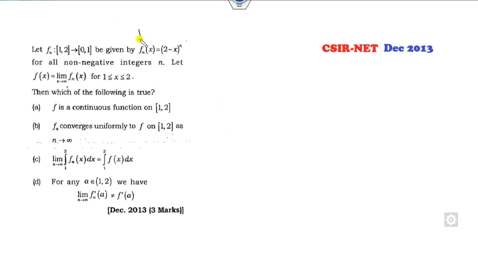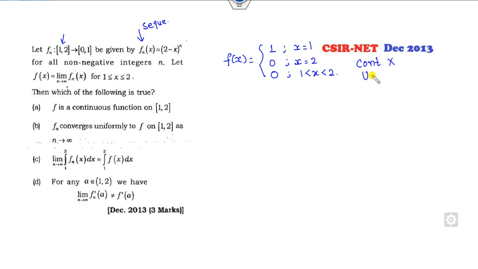Look at this another one, which is again a sequence. Fine. So you can define a function f of x. What is that? The domain is 1 to 2. When x is equal to 1, what is the limit of this? When x is equal to 1, it's 1 minus. When x is equal to 2, this is 0. When x lies between 1 and 2, the answer is 0. It is not continuous. Is it continuous? Not. Is it uniformly convergent? Not. So the first two options are cancelled.